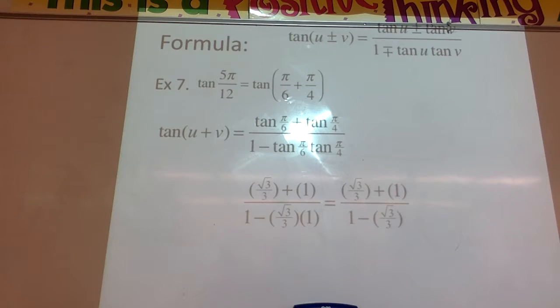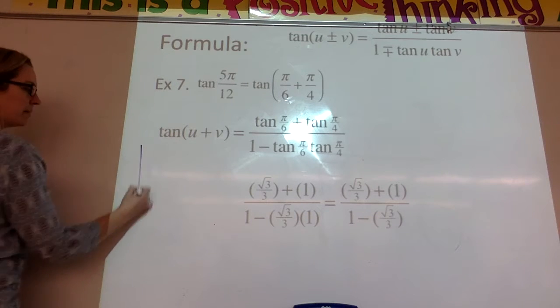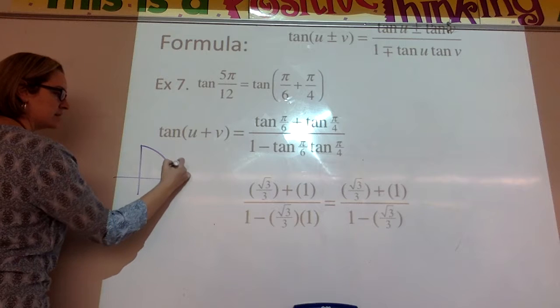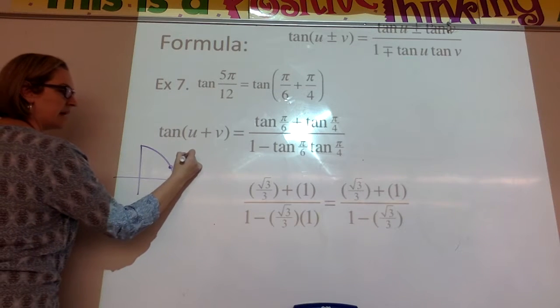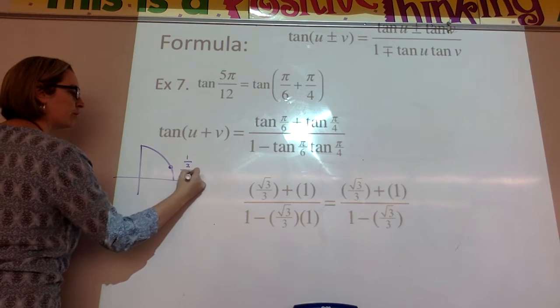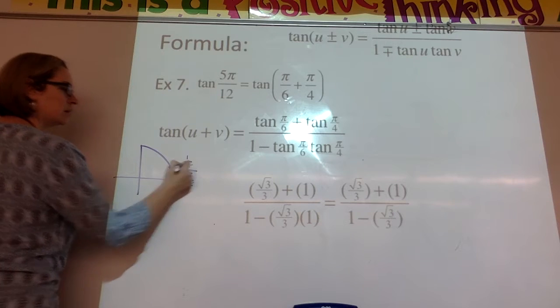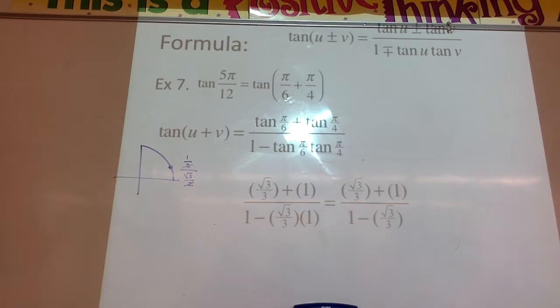Some of you are already at this step. So now, this is a little bit tricky, but pi over 6, if you remember, is here. This is pi over 6. So isn't that going to be 1/2 over root 3 over 2? Which is where I'm getting the root 3 over 3.